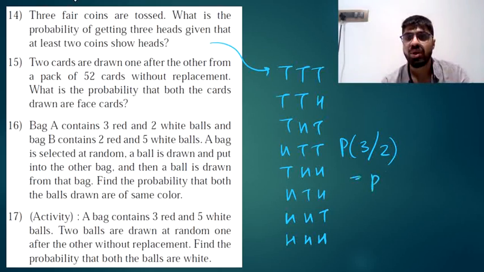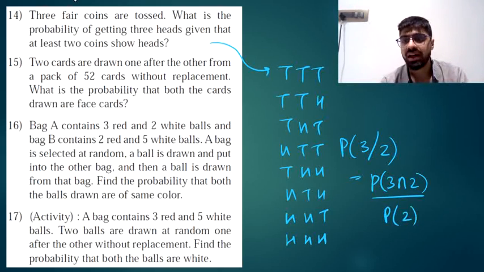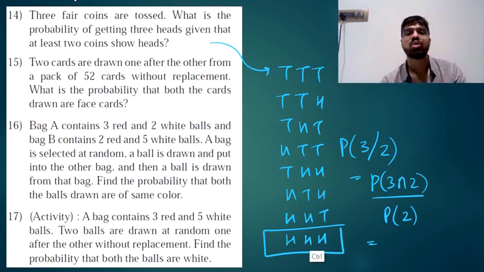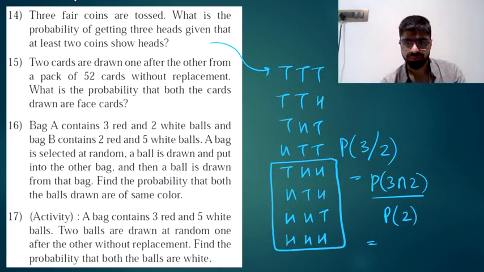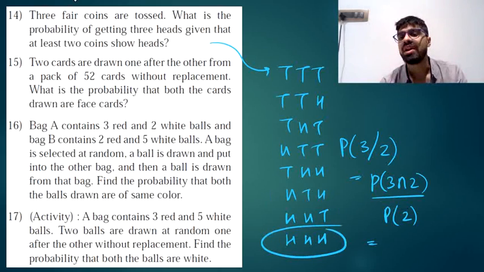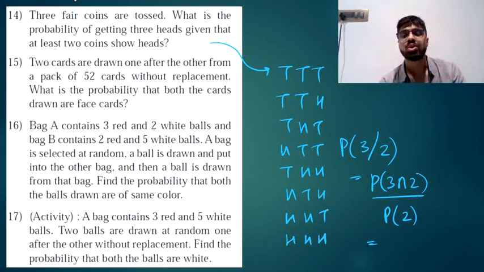Okay, this will be P of 3 intersection 2, that is, the probability of getting 3 heads intersection with the probability of getting at least 2 heads, divided by the probability of getting at least 2 heads. So the probability of getting 3 heads means it is only this. The probability of getting at least 2 heads is all these cases here, and their intersection is only 1, and that is why the numerator is going to be only 1. You can write it as n of 3 intersection 2 to be precise, and n of 2 in the denominator.